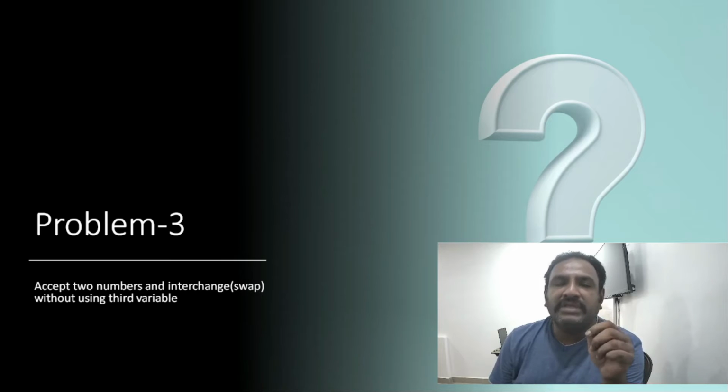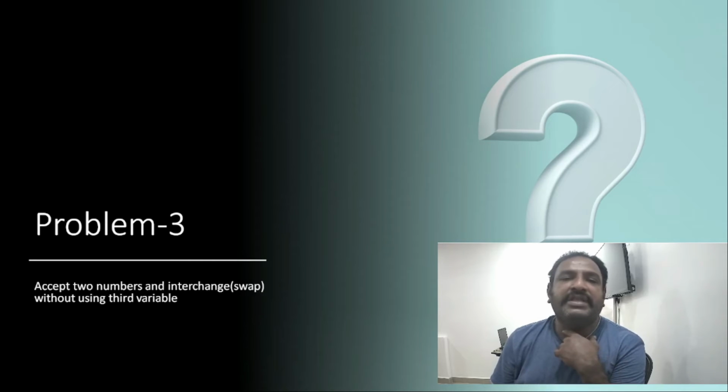And the fourth one is on what variable based the output is displayed. And come to problem number 3. In the problem definition itself, it clearly says: accept two numbers and interchange without using a third variable. It's clear. So you need only two variables.